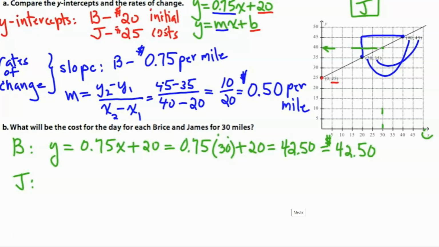So again, we went up from the 30 miles and over to the y-axis to the cost. And we read off the graph $40. So it will cost James, for the same distance of 30 miles, $40.